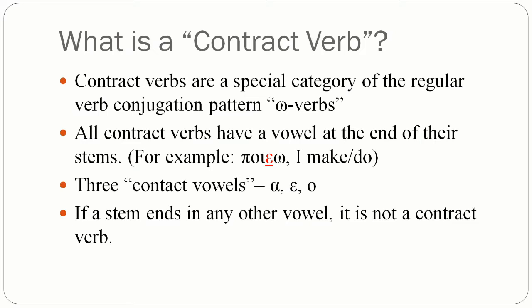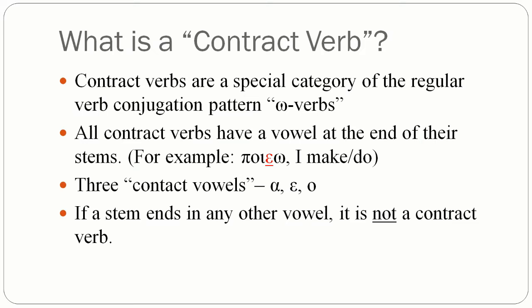When I was looking at teaching this chapter, I thought really we should probably move this section. We could move this right at the end of chapter 15 when we're done with all of the indicative mood verb patterns. We could just talk about contract verbs because they are just another category of regular verbs.